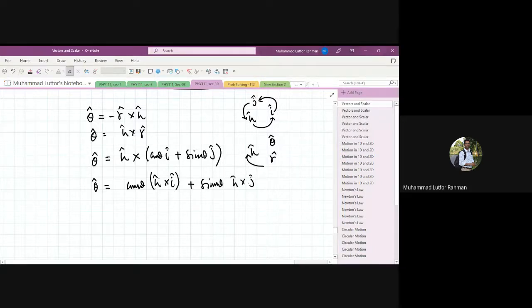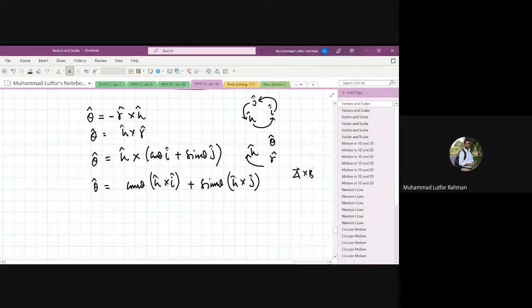I cannot reverse it. I cannot write i cross k or j cross k here. You cannot reverse this for the vector product. But you can do that for the scalar product. It's not the same, right? i cross j and j cross k are not the same direction. Those would be two different directions.